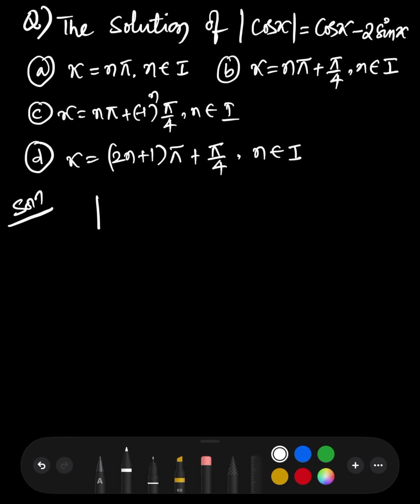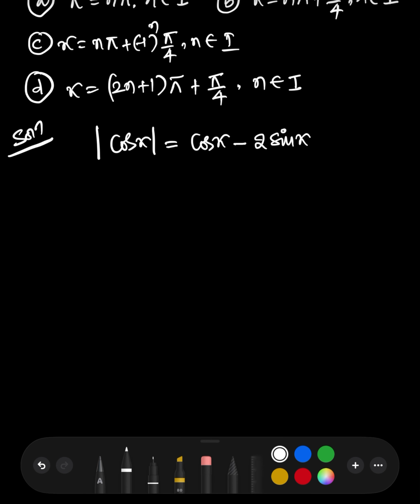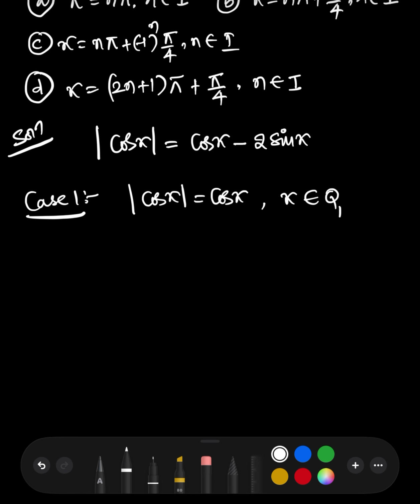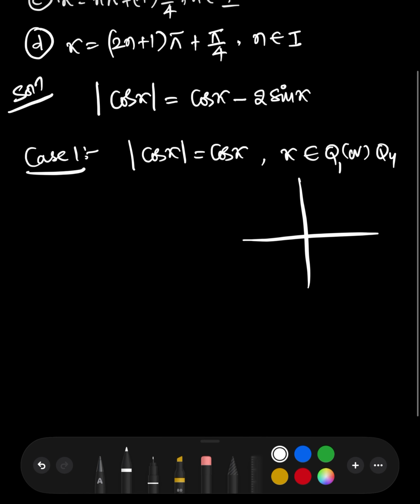Now the question is modulus of cos x equal to cos x minus 2 sin x, and here there will be two cases because of the modulus present here. Now coming to case 1, in case 1 I can say that modulus of cos x will be positive. Suppose mod cos x equal to cos x, it is possible only in which quadrants? Either first quadrant or fourth quadrant, right? So that will be positive in this region.